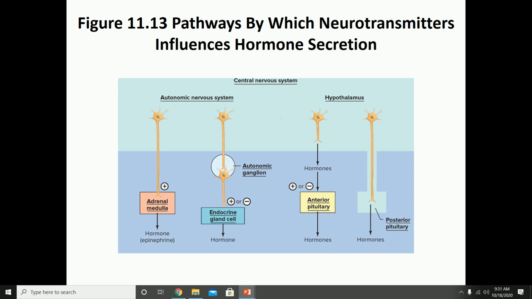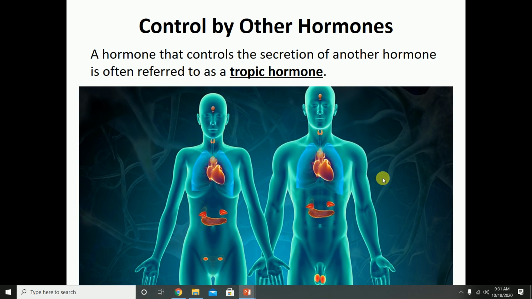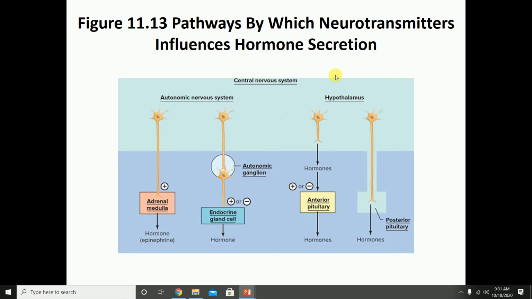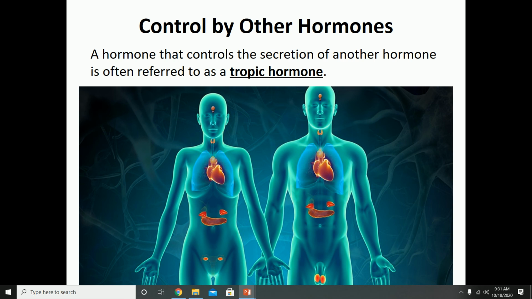So the posterior pituitary is not a real gland. It is pretty much a storage for hormones that are produced within the hypothalamus. Now, a hormone that controls the secretion of another hormone is referred to as a tropic hormone. So talking about the hormones coming out of the hypothalamus that would stimulate the anterior pituitary, we call those tropic hormones.